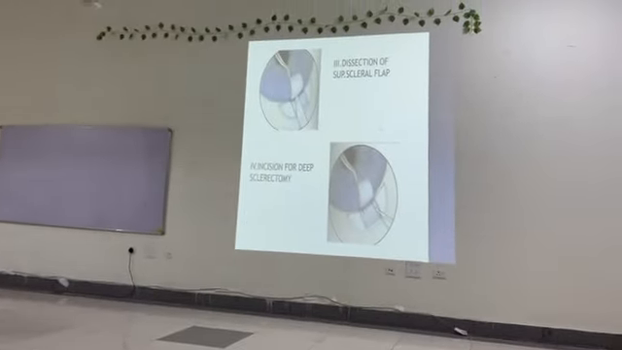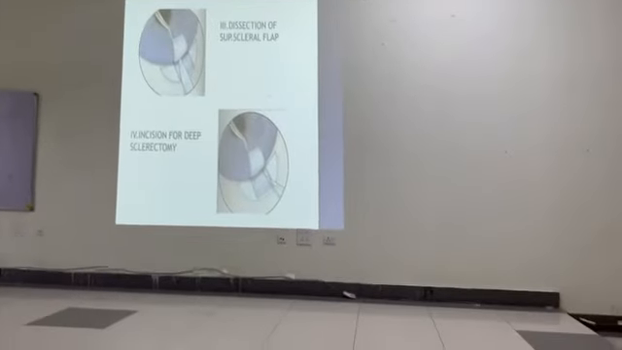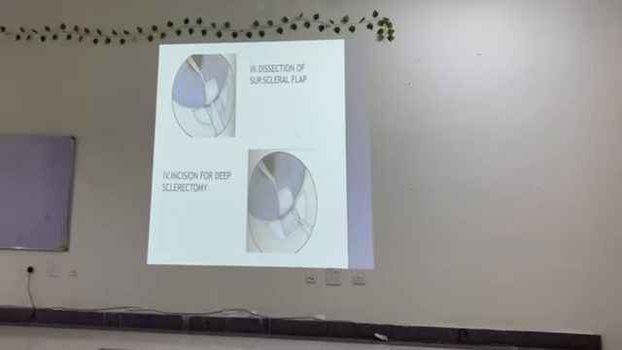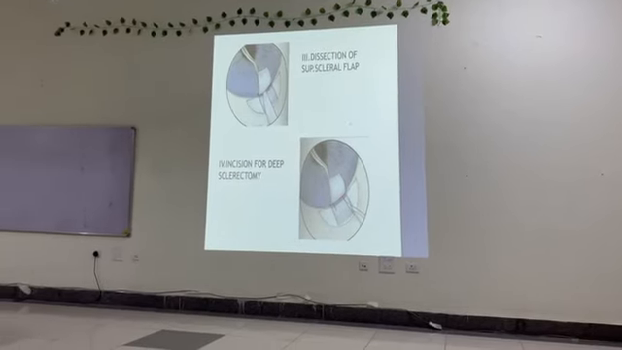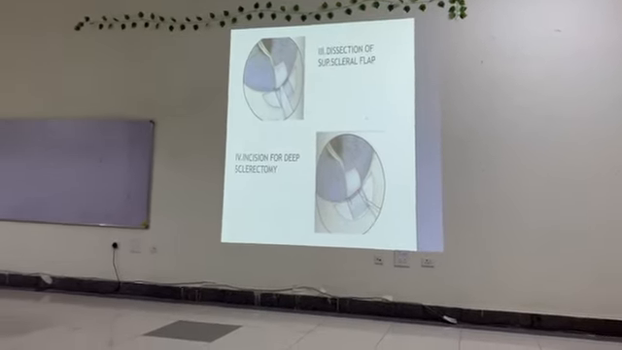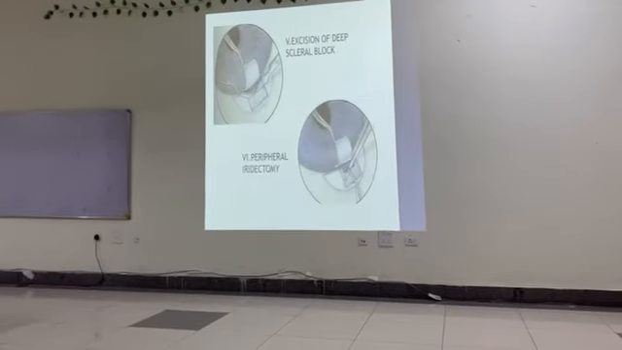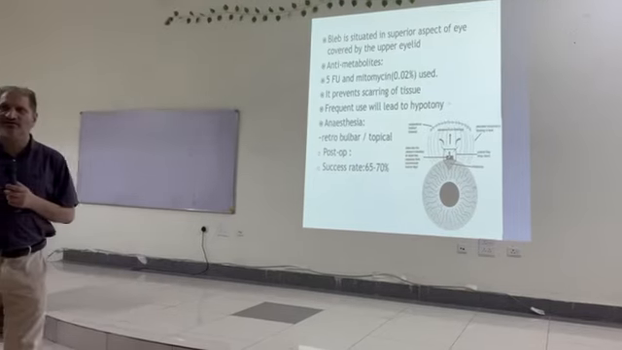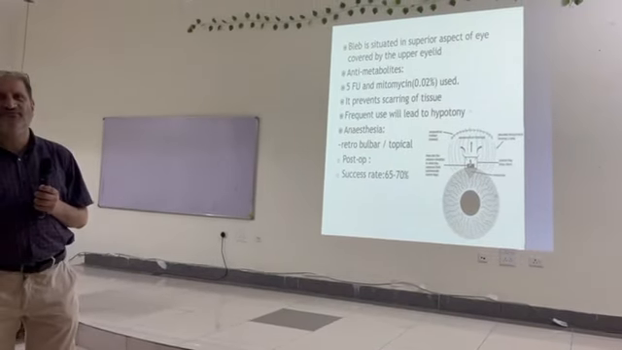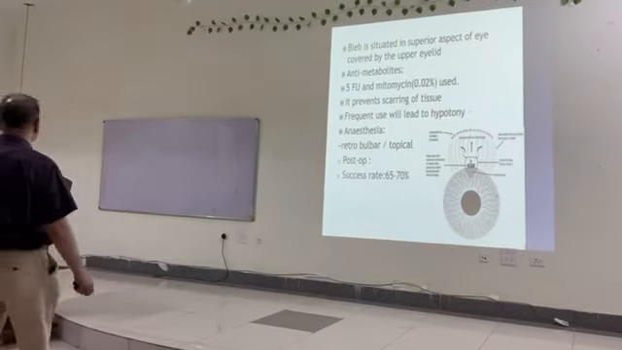Next. This is how we make the superficial dissection of the sclera. Once we make that, then we make the deep dissection. Then you want to see mitomycin, because it prevents scar and failure of the flap.